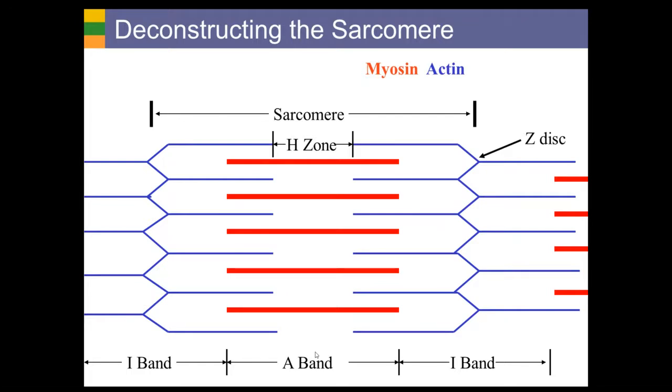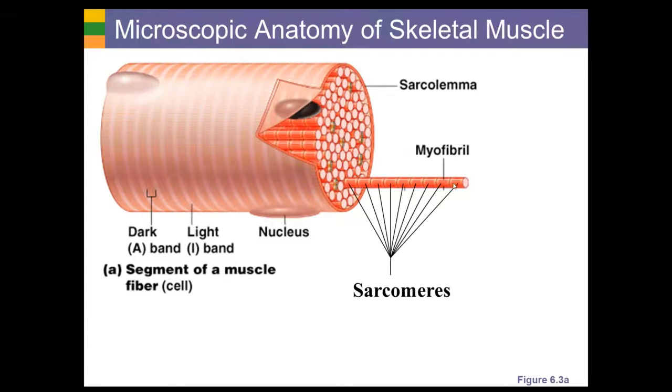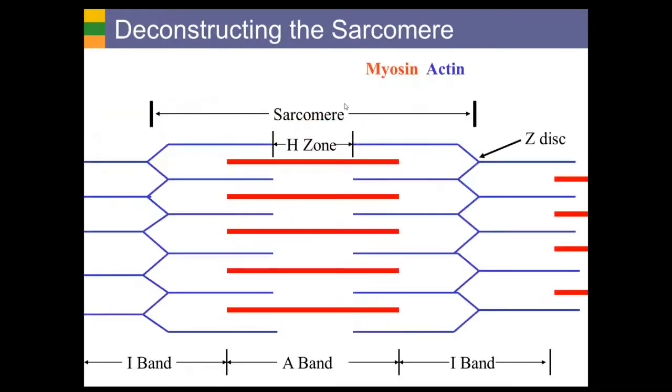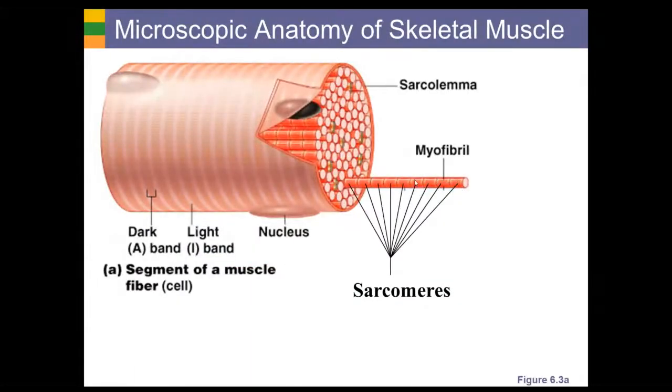So now that you have a basic understanding of the anatomy of the sarcomere, let's move on and talk about the physiology, the contraction. So what you just constructed composes a myofibril, right? Each of these is a sarcomere. Boom, boom, boom, boom, boom. And as each sarcomere contracts, each myofibril contracts. So let's talk about the contraction of a sarcomere.